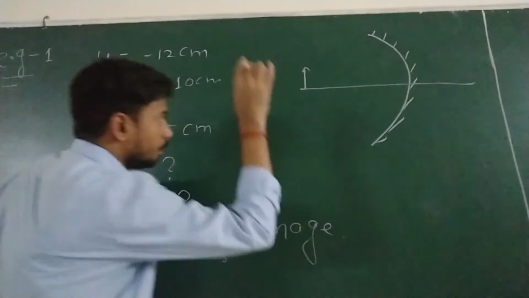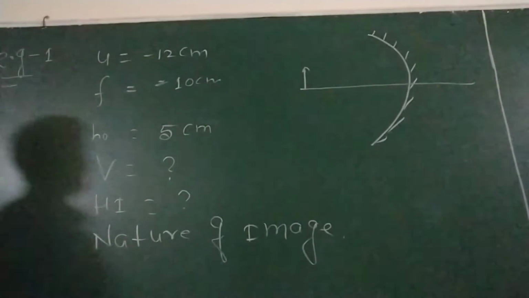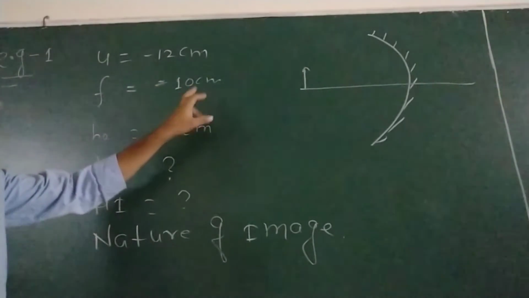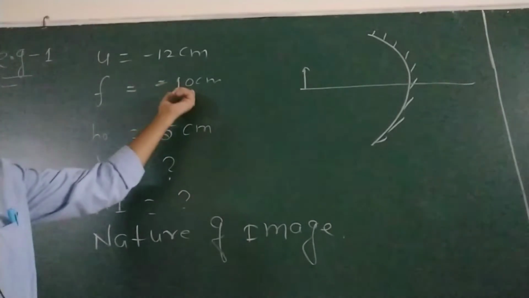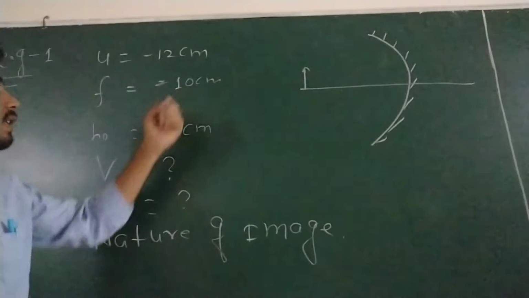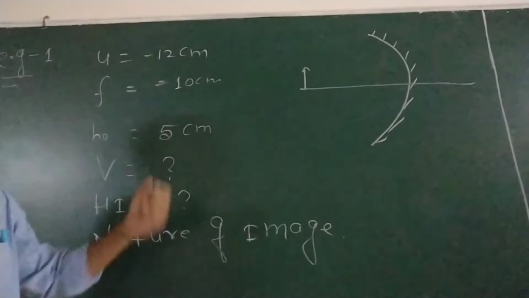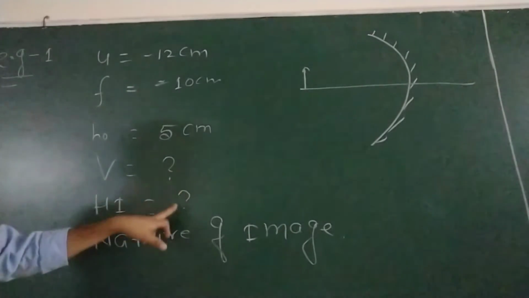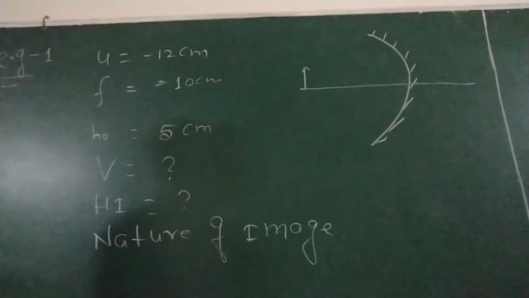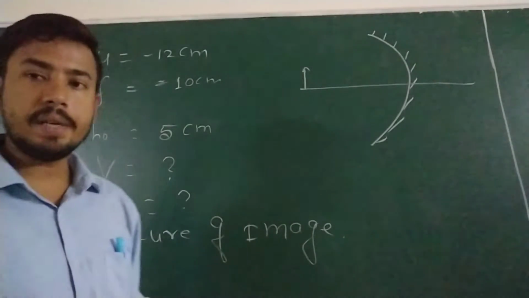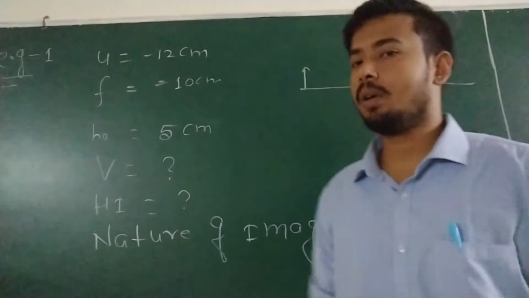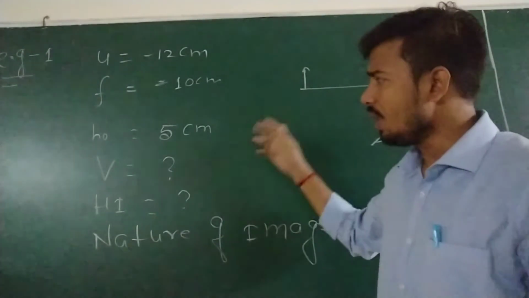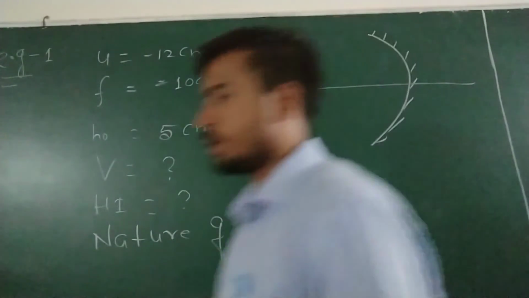Again, see my dear, one question is given in which all the data is given: object distance, focal length 10 centimeter, but it is a concave mirror, so we know its focal length will be negative. So I took here minus 10 centimeter. Height of object is given 5 centimeter. They have asked us to find image distance, height of image and nature of image. I think you can do this question very easily, because this is a very easy task. Getting my points? Okay, so let's start.